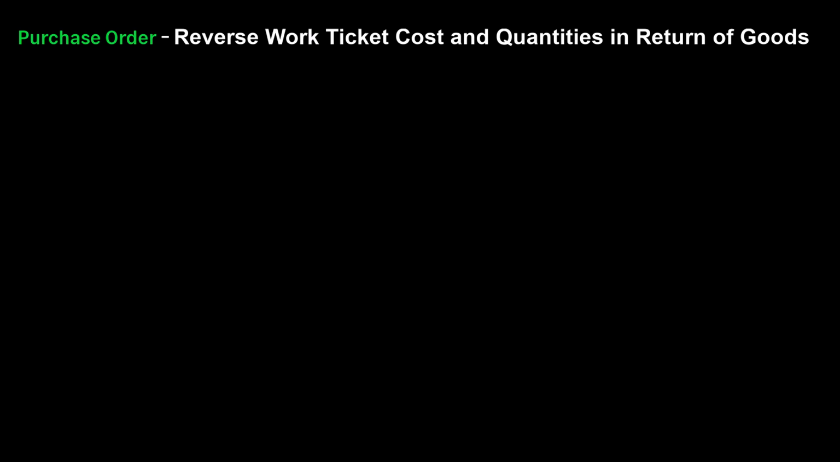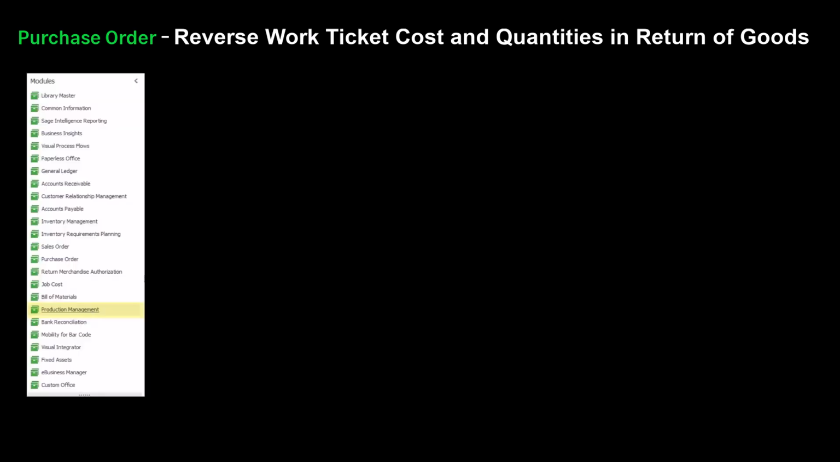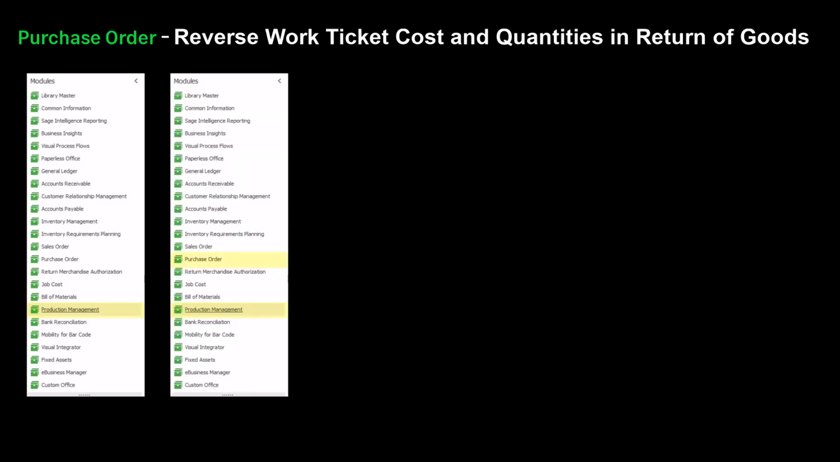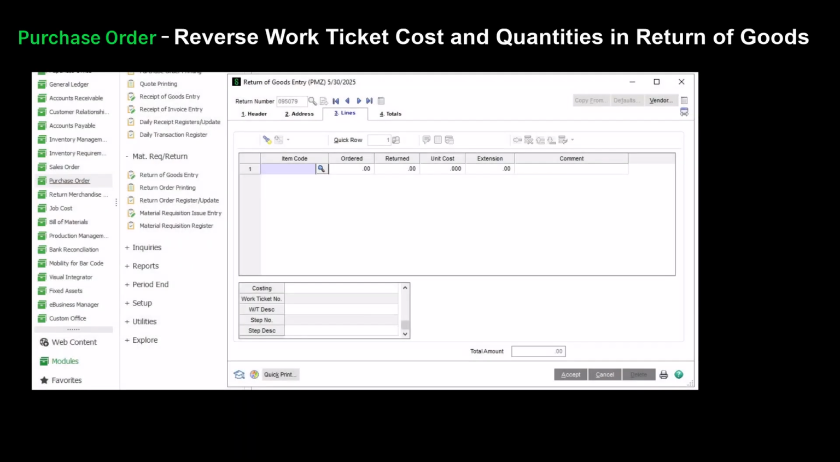Nicole here to tell you about a new feature in Purchase Order. If the Production Management module is integrated with Purchase Order, and if a purchase order is costed to a work ticket, you can now reverse the appropriate work ticket cost and quantities from the work ticket files. To accomplish this, in Purchase Order, Return of Goods Entry Lines tab, the following fields have been added to the secondary grid: work ticket number, work ticket description, step number, and step description. Use these fields to modify the work ticket distribution information for line items on the original purchase order. In addition, you can also enter work ticket distribution information for returns for which there is no corresponding purchase order.